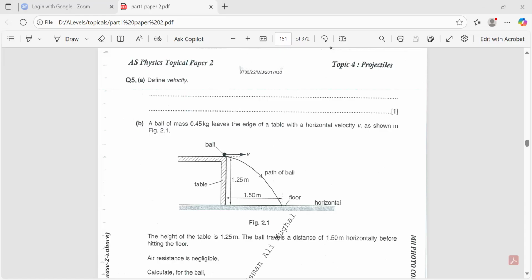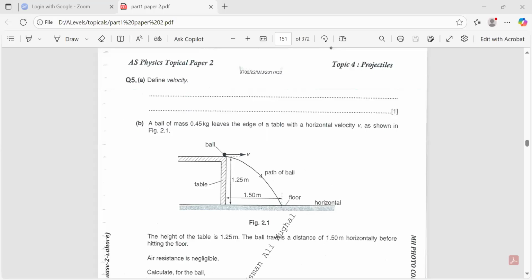So yes, may I have reviews from your end? What does the term velocity mean? Can anyone state it on mic? How to define velocity? Rate of change of displacement. Yes, it is called rate of change of displacement.